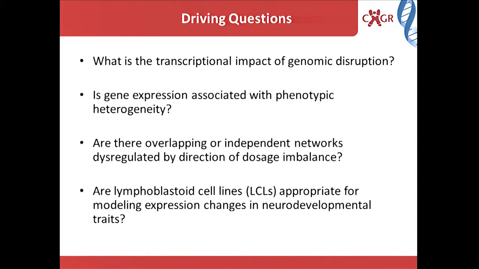So as we approached the study, we had a number of primary questions that we were hoping to answer. The first is, what is the transcriptional impact of genomic disruption at the 16p locus? The second is, are there gene expression patterns associated with the phenotypic heterogeneity that we see in the disorder? The third, are there overlapping or independent networks dysregulated by a direction of dosage imbalance? And finally, more on a methodological level, are lymphoblastoid cell lines an appropriate model for neurodevelopmental traits?